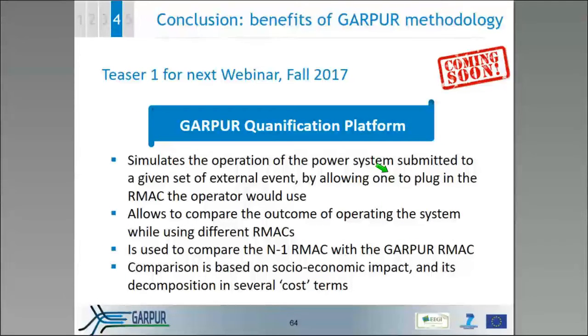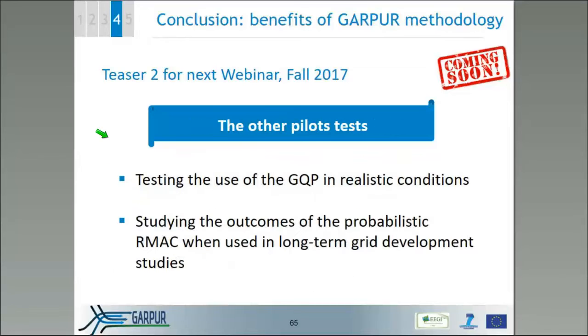And so for the next webinar, we will talk about this aspect, which is what we call the GARPUR quantification platform, which allows us to do such simulations, and we will present how far we have been able to go with the development of that platform and also of its testing. Finally, there are other pilot tests which are being carried out for the time being, and they will be presented as well during the next webinar. And so we'll also, for instance, discuss what it means to use the probabilistic approach for long-term grid development studies.